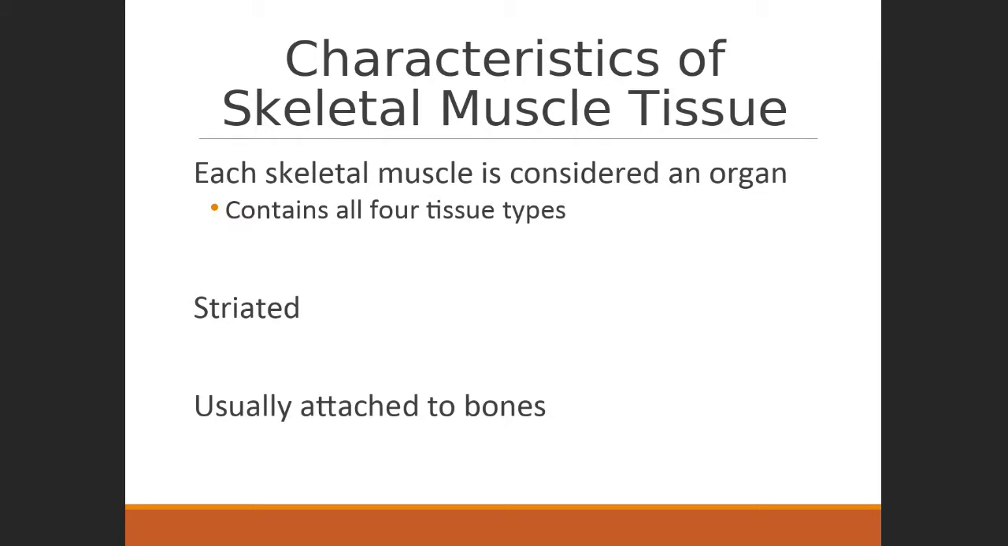Each muscle, skeletal muscle, is considered an organ in and of itself. It's going to contain all four of our tissue types. In addition to the muscle, we have neural tissue, not only providing sensory or motor input to get it to contract, but also getting sensory information back about the position, length, stress, and strain on that muscle. It is a striated tissue, and it usually attaches to bone. We are going to consider this to be a skeletal muscle tissue.